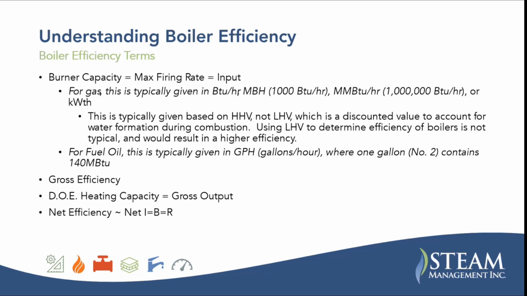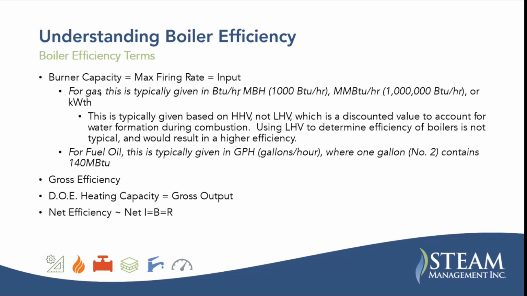Lower heating value is discounted to account for water formation during combustion. If lower heating value is used to determine efficiency, you're going to get a much higher efficiency that is a little bit skewed. And you may see that in process heaters. Sometimes it will claim an LHV efficiency instead of an HHV efficiency. This is not typical for boilers. So for boilers, we're talking about HHV typically.